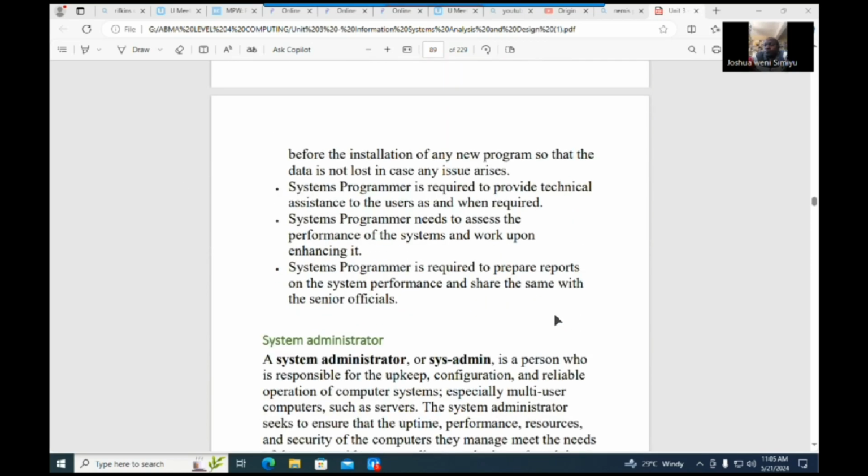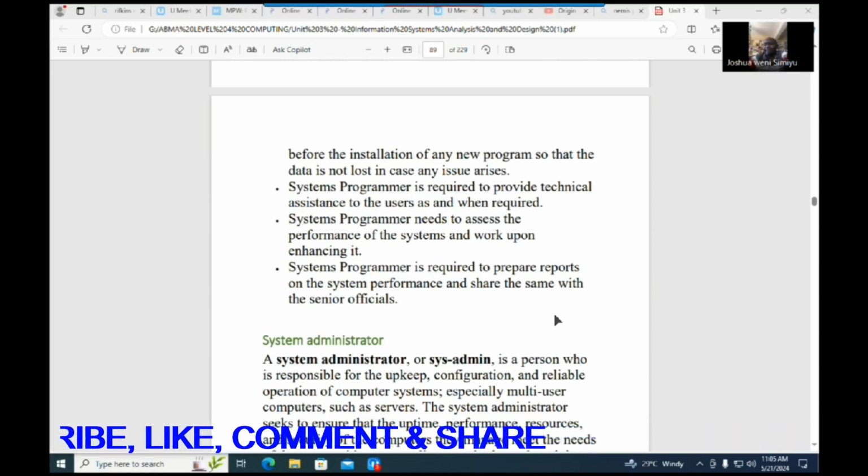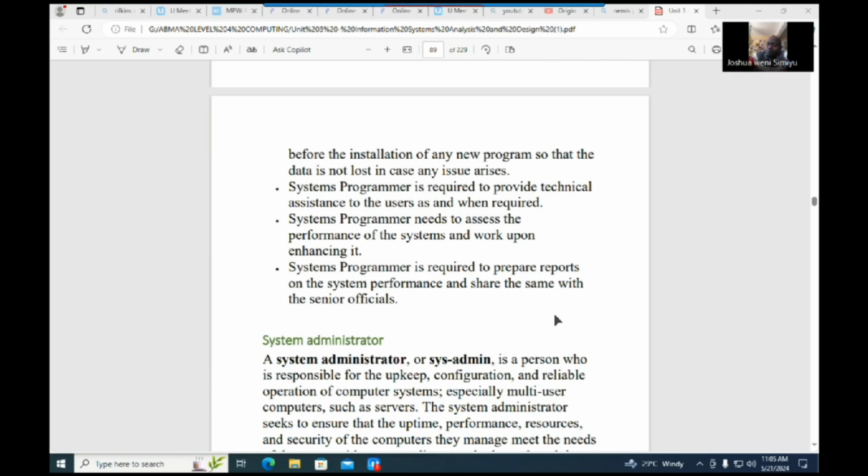The other role of the system programmer is to give what we call technical assistance. He's going to give the users technical assistance when it is required. Again, the programmer has the role to assess the performance of the system. Look at how the system is working, assess the working of the system, then improve it where needed. Make sure that he is enhancing the working of the system.